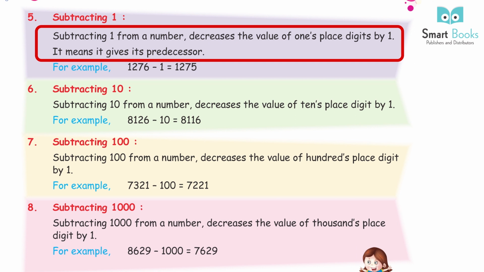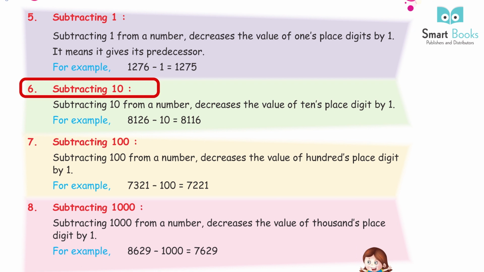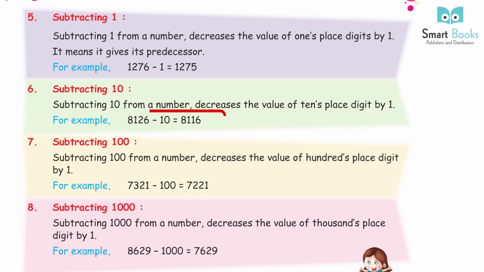It means it gives its predecessor. For example, 1276 minus 1 is equal to 1275. 6. Subtracting 10. Subtracting 10 from a number decreases the value of 10's place digit by 1. For example, 8126 minus 10 is equal to 8116.